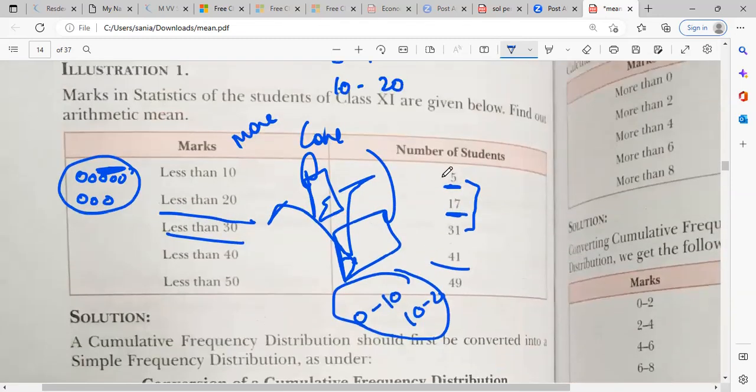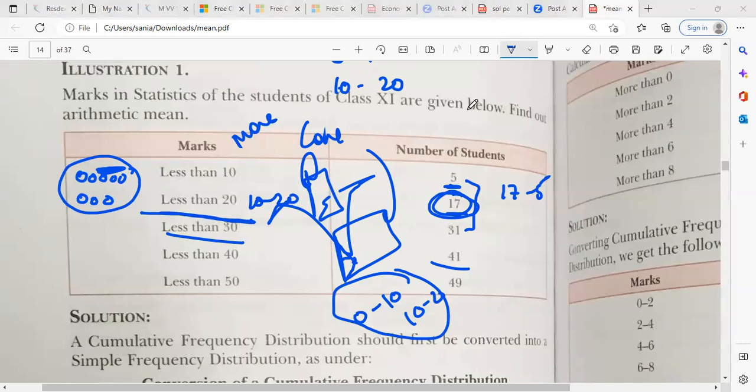So for 0 to 10, you have only 5 students. Now coming to 10 to 20, how many students do you have? From the 17, you will subtract 5. Whatever answer you get, you will write it here. Why are you subtracting 5? Because over here, they have written less than 20, so in less than 20, they have included this 5. That's why they have written 17. So you will subtract this. Are you getting it? Yes, ma'am. Others? Yes, ma'am.